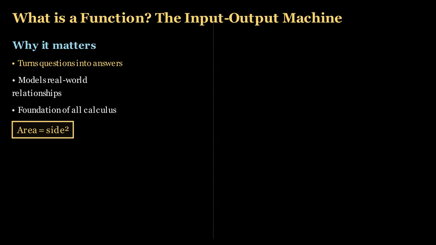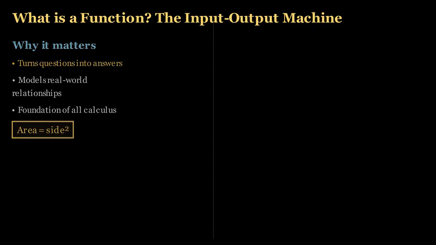Let's open the machine and see its rules. Not every number can always go in. The set of all allowed inputs is called the domain. Think of it as the menu of numbers the machine accepts. The set of all outputs it can actually produce is called the range.